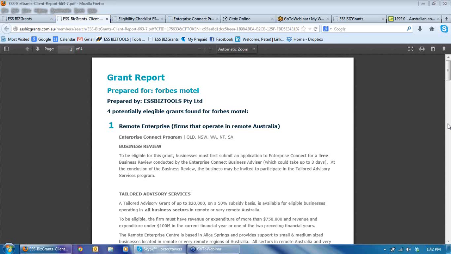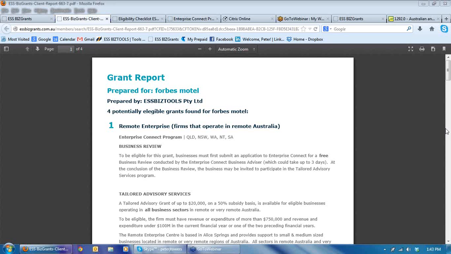I've got another question. The program searches by firm, ability to meet the qualifications. If I wanted to focus on grants that support, say, business coaching type services, how do I identify those grants?